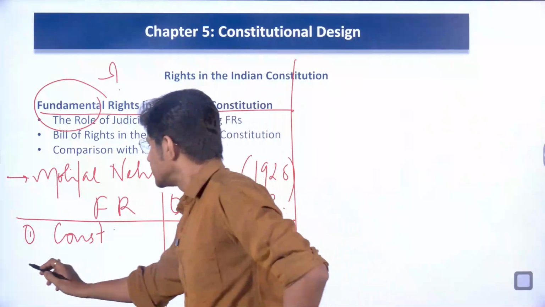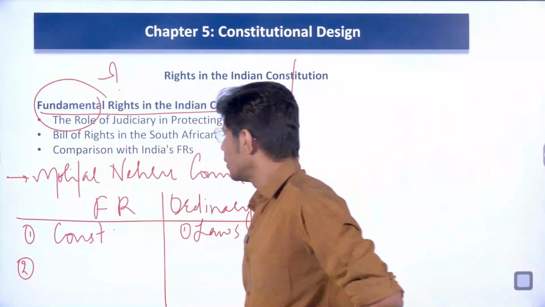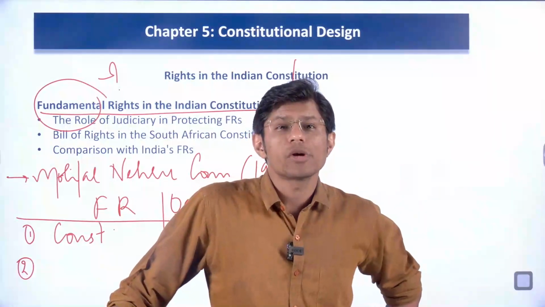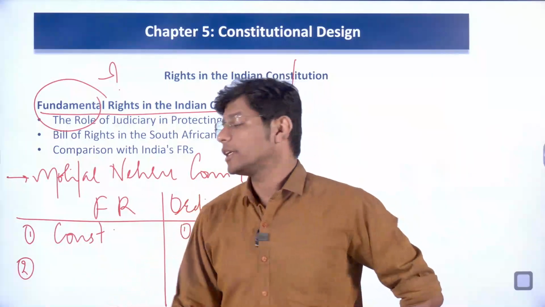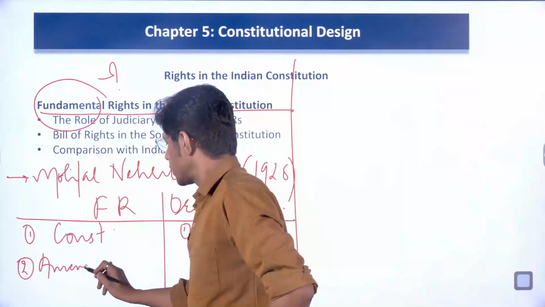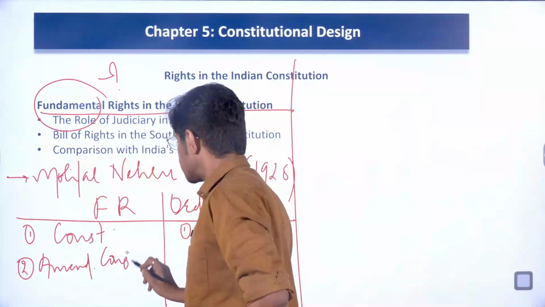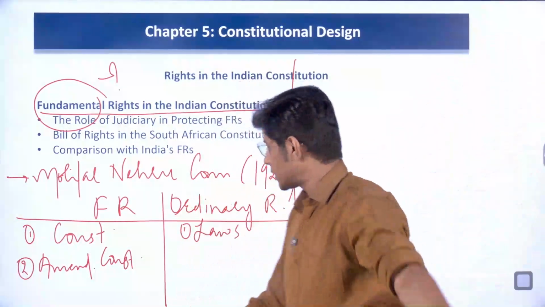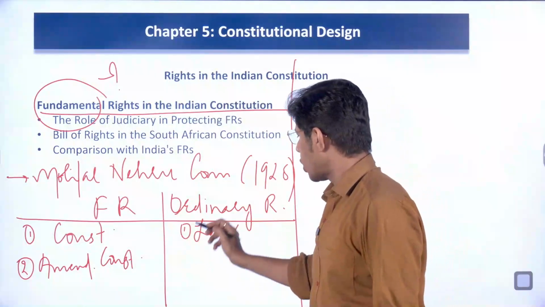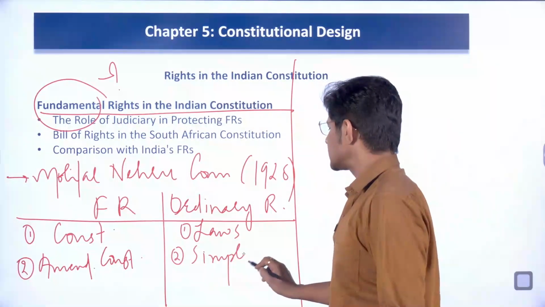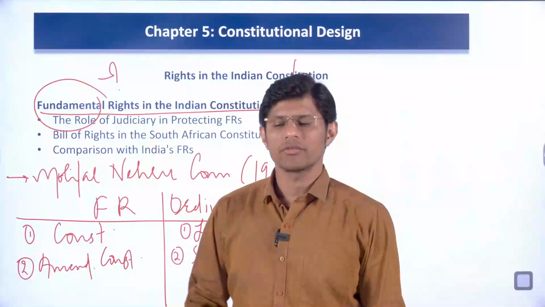Now second, if the government wants to amend the fundamental rights, then they need to amend the constitution, which means it requires a special majority, a two-third majority. But to amend the ordinary rights, you need a simple majority, that is just 50 percent, more than 50 percent.